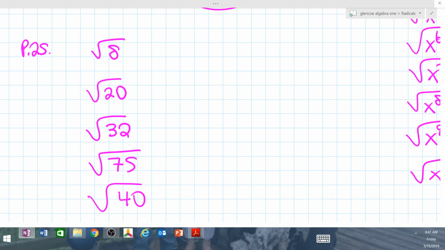All right, guys, so we are trying to simplify these quickly, and then we're going to switch gears and talk a little bit about multiplying and adding and subtracting radicals. So we'll look at that in a minute. For those of you that are listening online, I hope that you're going along and doing these problems with us.